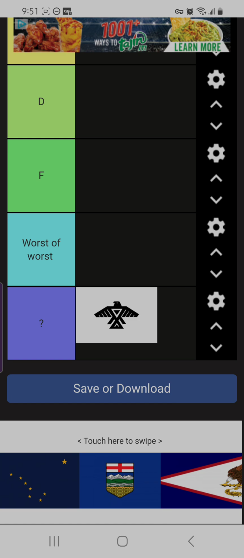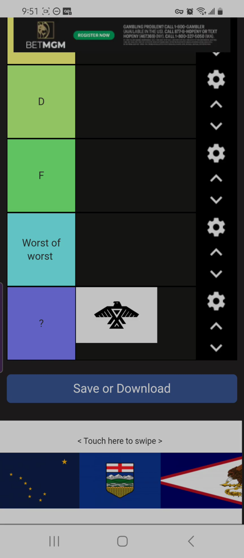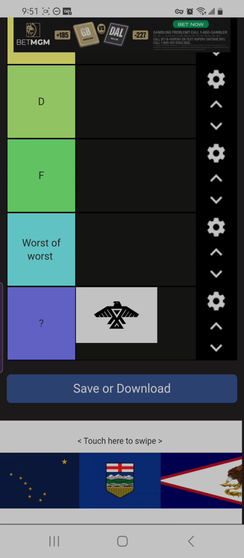So if it's a U.S. extended territory, I'm just gonna put it in question mark. Any flags that are not a part of the 50 states or provinces or DC are gonna be put in the question mark.